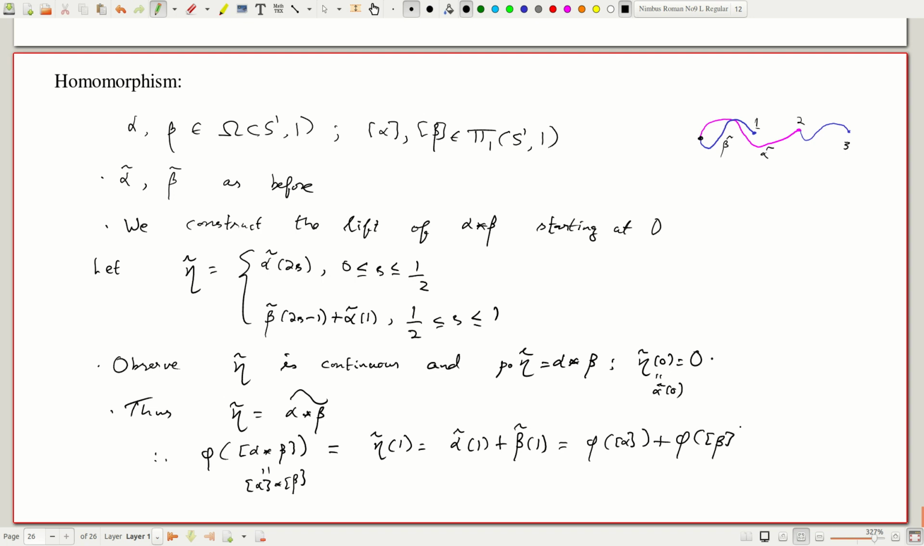General group theory will tell you the other properties of homomorphisms, like taking identity to identity and inverse to inverse, will follow from these, but otherwise you can prove them directly as exercises using very similar arguments. You construct lifts and so on. So this has taken us most of the way. Now we have a relatively easy task of proving injectivity and surjectivity.